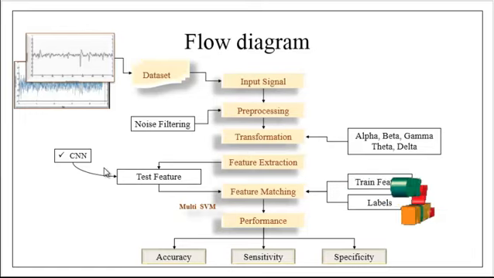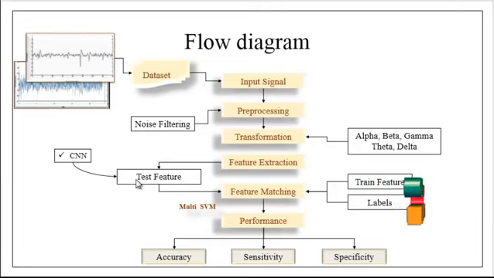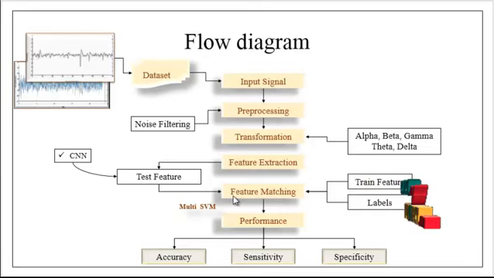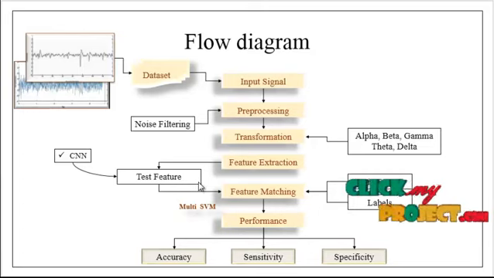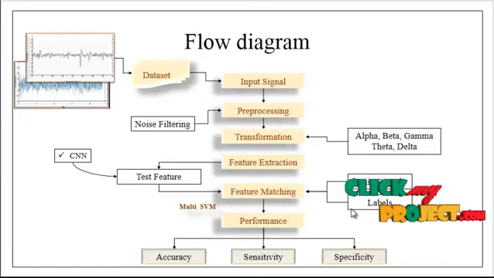After these transformations, we extract the features by means of the convolutional neural network. In this step, we apply the CNN to extract the features. Then we generate the test feature from the alpha, beta, gamma, theta and delta signals. After generating the test feature, we do the feature matching, which is nothing but the classification by means of the multi-SVM classifier. In this classification step, we give three things as input: the test feature we already took from the CNN, and then the train features and labels. These are the three inputs for the classification.